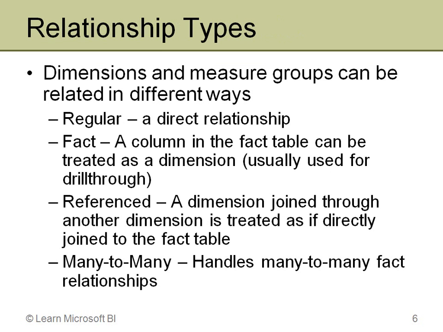Now, when you go about setting up your cube, dimensions tie to these fact tables. And there are actually different ways of doing that. I'll just cover these briefly in the demo, but regular is just a direct relationship, just the normal type of relationship. I'll show you that. There is something called a fact relationship, and that's usually used for drill through. And drill through is when you have the aggregated data and you want to drill through to see the base level of data, the actual transactions.